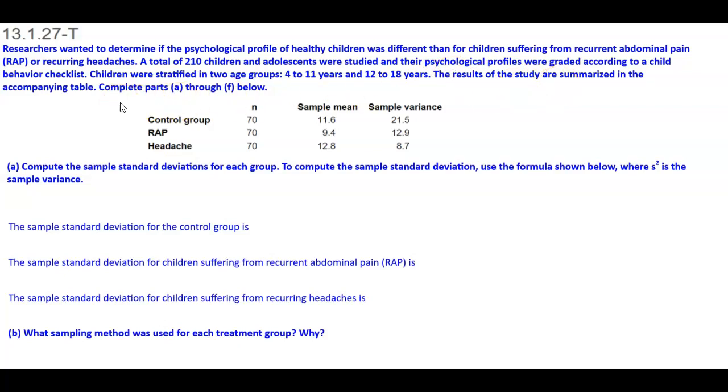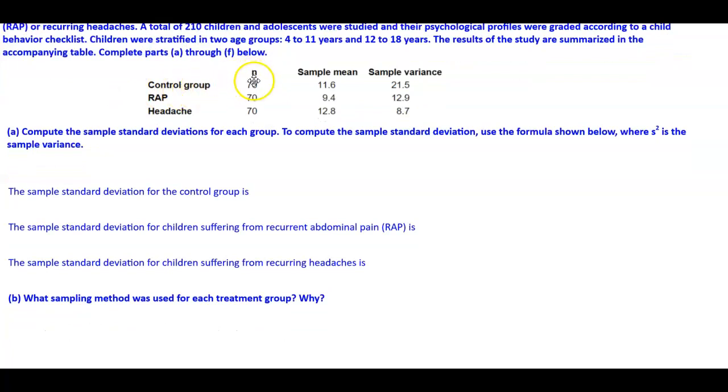We're going to complete parts below. So we have our sample size of each group, which is 70. Here's our sample mean of each group and our sample variance of each group. So we want to compute the sample standard deviations for each group. To compute the sample standard deviation, we're going to use the formula shown below, where S squared is the sample variance. So here is our formula. So S is going to equal the square root of the variance.